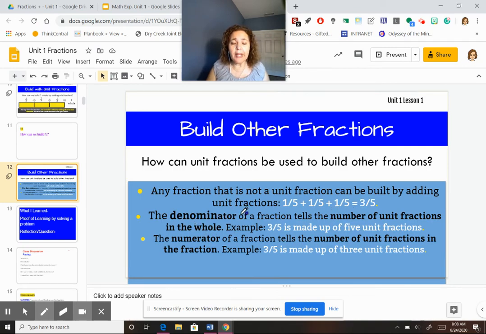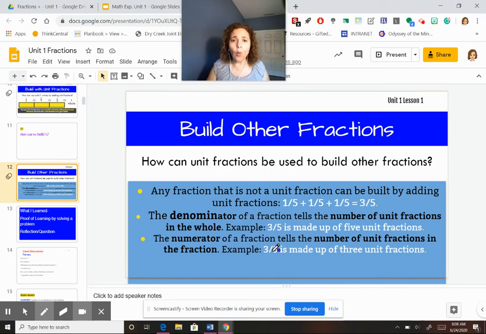The denominator of a fraction tells the number of unit fractions in the whole. The example 3/5 is made up of 5 unit fractions, right? Because the denominator tells me how many parts I have in all. The numerator of the fraction tells the number of unit fractions in the fraction. For example, 3/5 is made up of 3 unit fractions. 3 of the unit fractions makes 3/5.